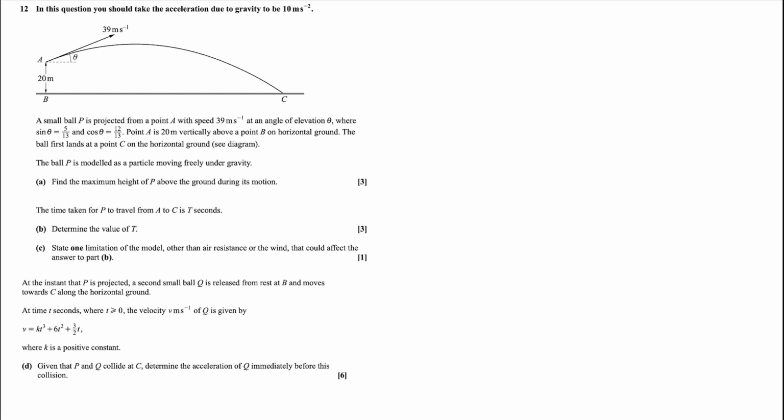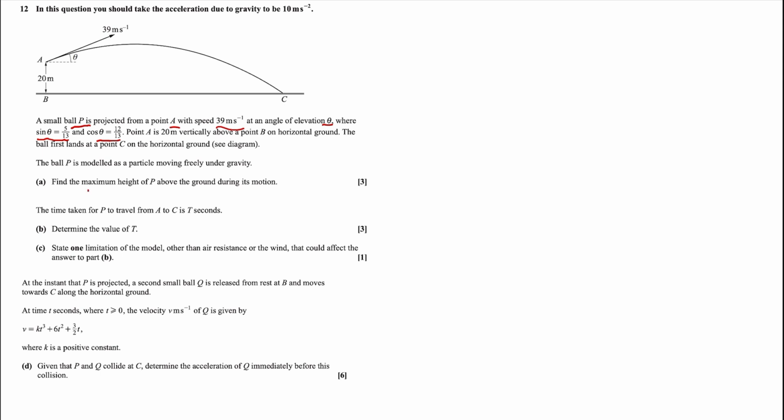Okay, welcome back. And here we've got question 12 on this A-level 2023 paper. This is on projectiles. So a small ball P is projected from point A with speed 39, angle theta, and we're told some values of sine and cos, which is always helpful. Point A is 20 meters vertically above point B on horizontal ground. The ball lands at C on horizontal ground.